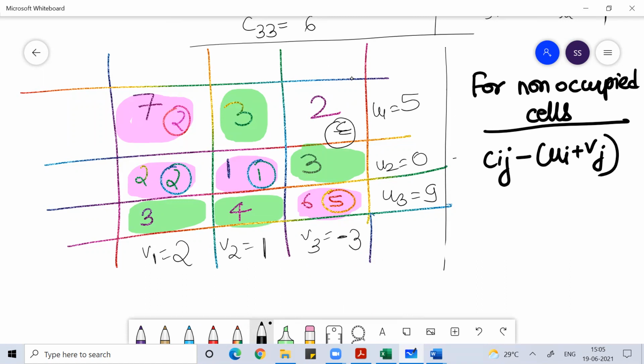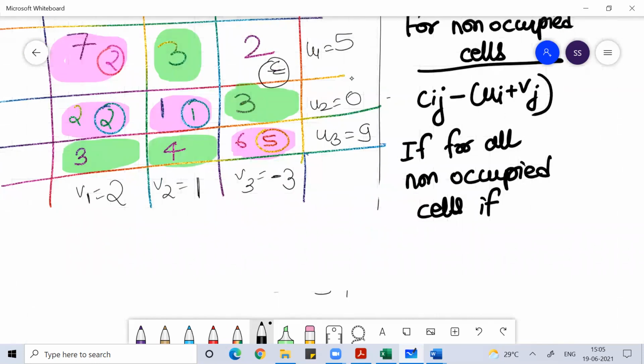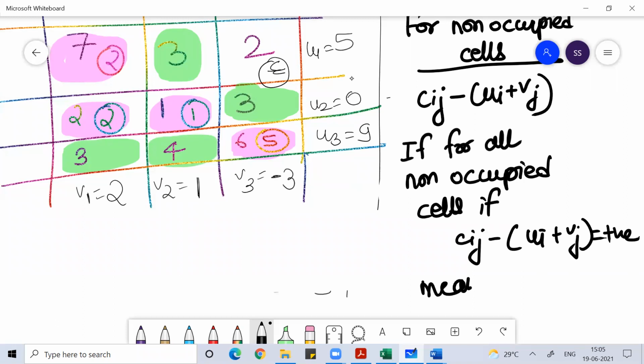Okay, so find the value, and if for all non-occupied cells, Cij minus Ui plus Vj is positive, it means the allocation is optimal. It means your allocation is optimal. In case it's not positive, then we'll work on the negative allocation to see what we can do for optimality. I'll show you that part first. For the time being, you just see this.